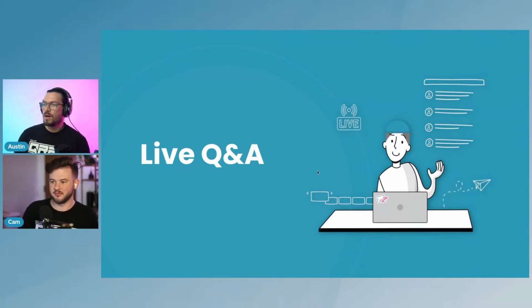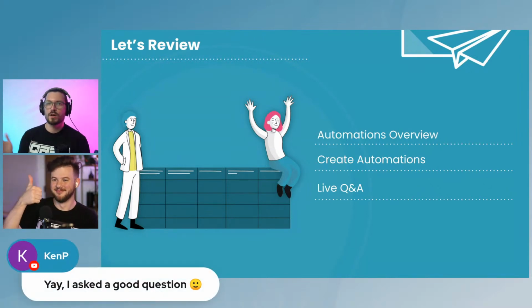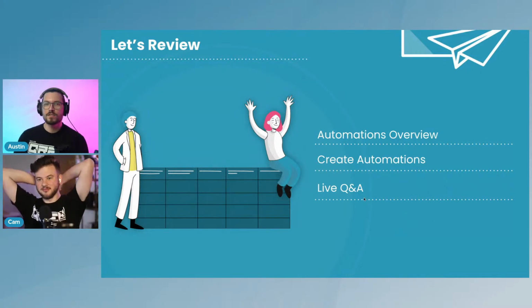Cool. Well, let's keep going. So if you're still here, we have a little bit of a review. Today we looked at how to create automations inside of AppSheet. We looked at an overview of what automations are and how to create them. Then Cameron took us on a deep dive of how to build those automations inside of AppSheet for our employee onboarding app. And then we answered some of y'all's questions with live Q&A to wrap up.